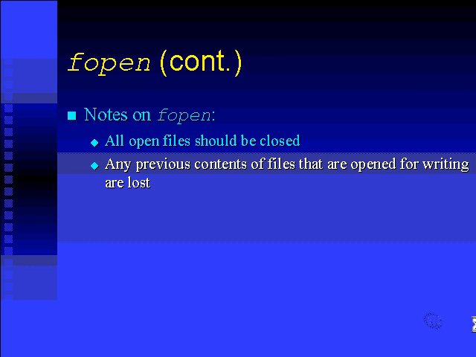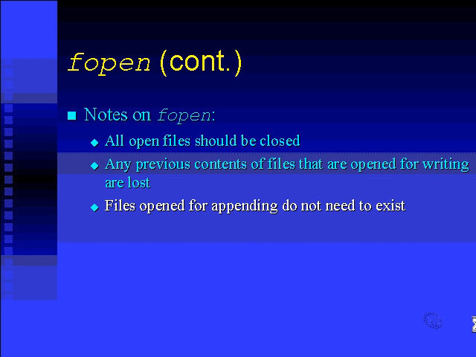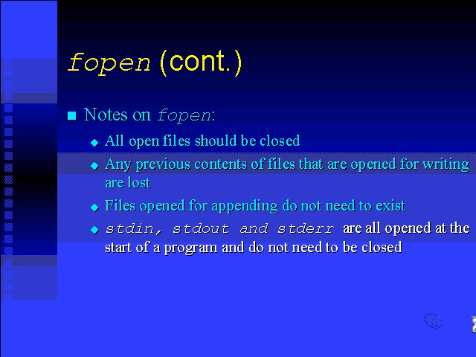If you open a file for writing, then any previous contents of that file will be lost. As soon as the open call is made, before you even write to the file, if that file contained anything originally, those contents will disappear. They'll just be erased. And you can't get them back using the recycle bin or anything like that. They're just gone. Files opened for appending do not need to exist. In other words, you can append to something that's not there. All that will do is simply create the file for you. And stdin, stdout, stderr, they're all opened automatically. You don't need to open them yourself.